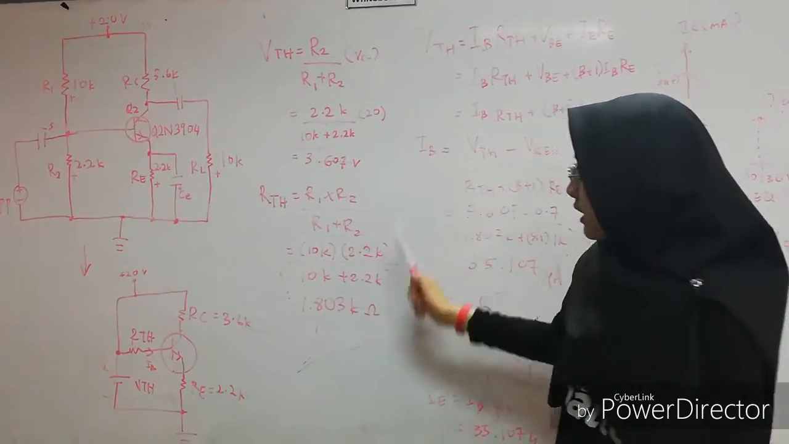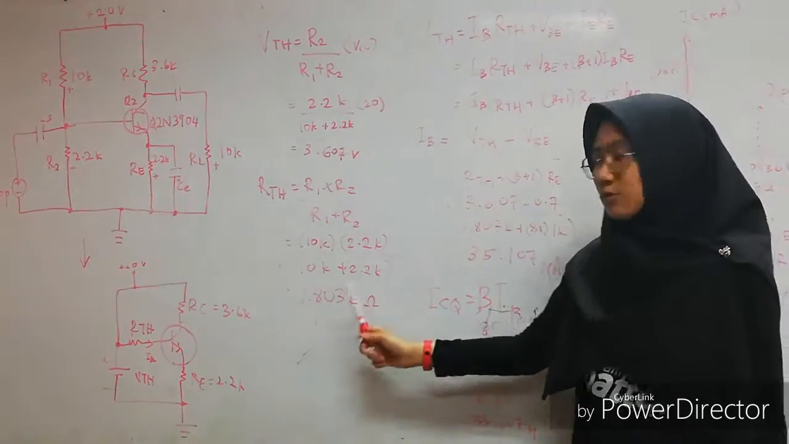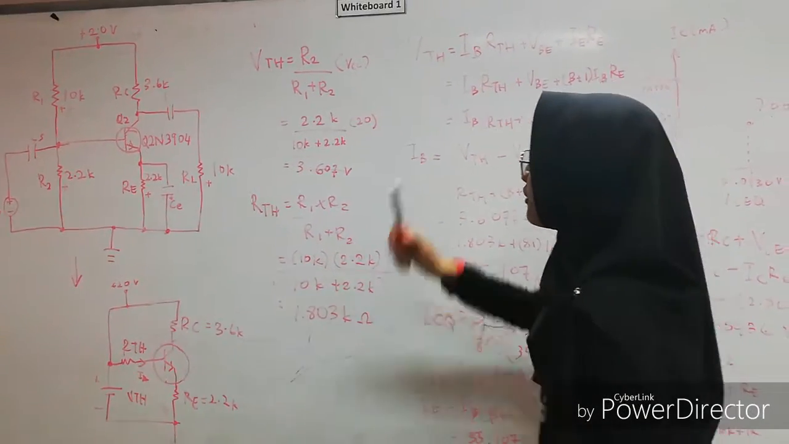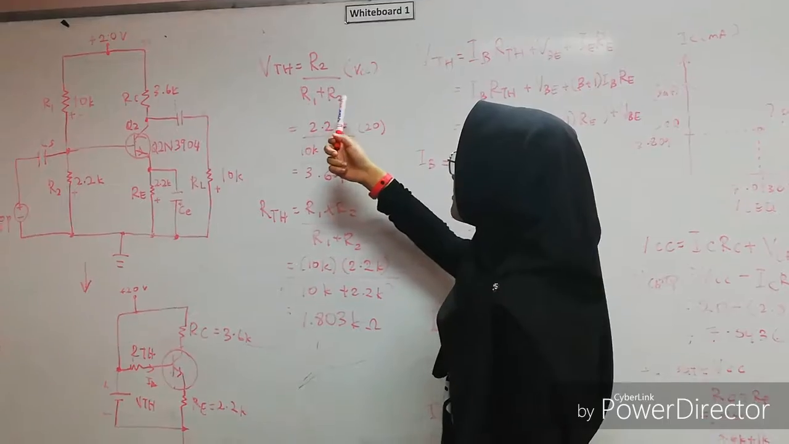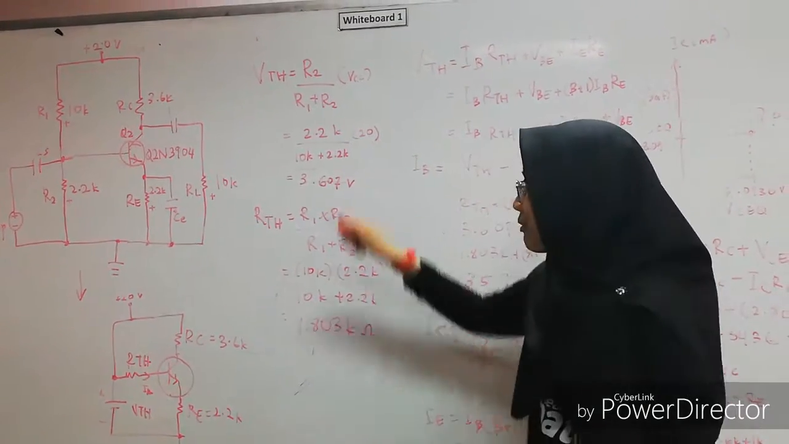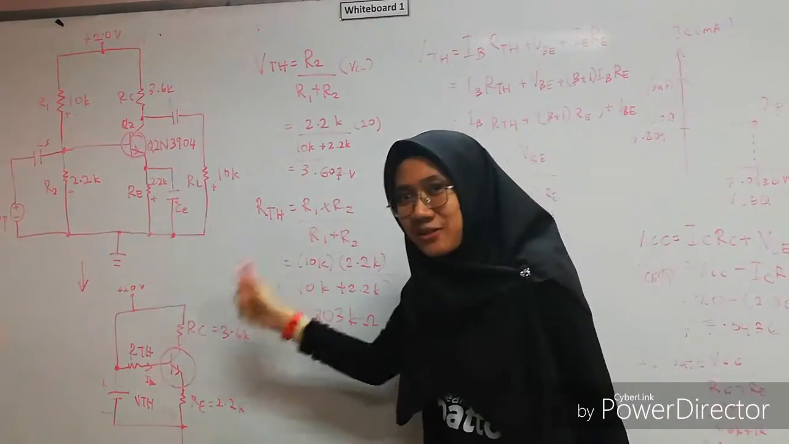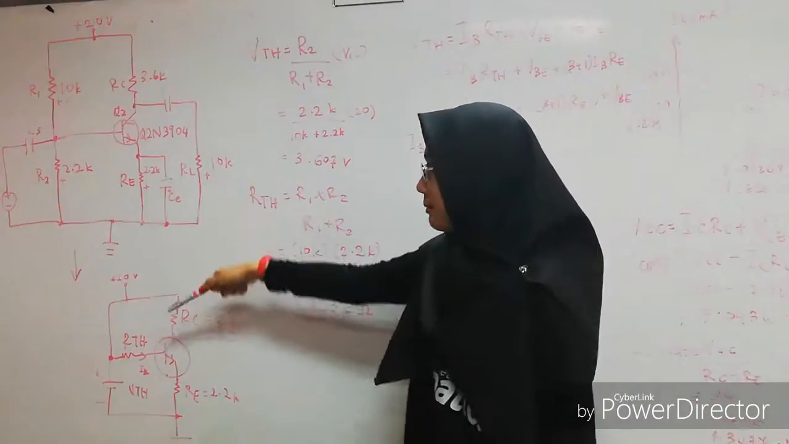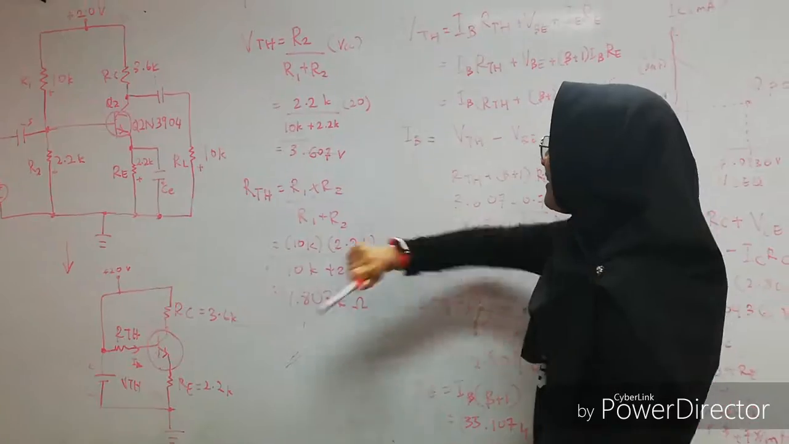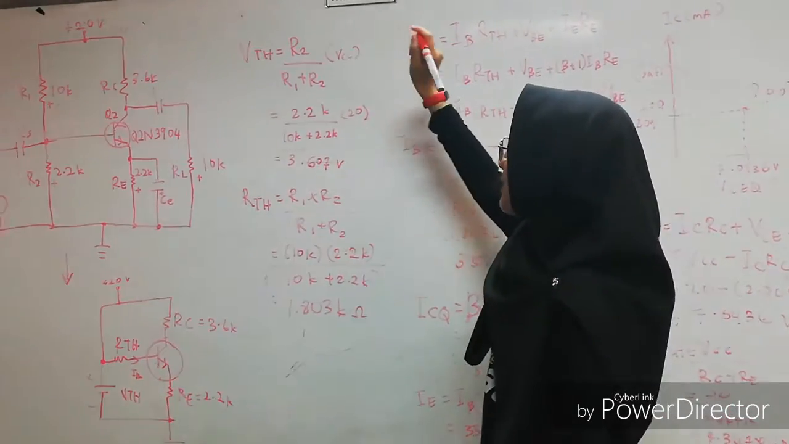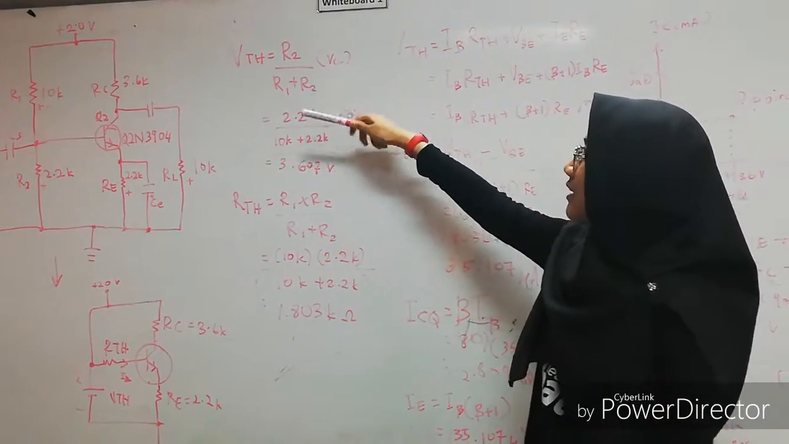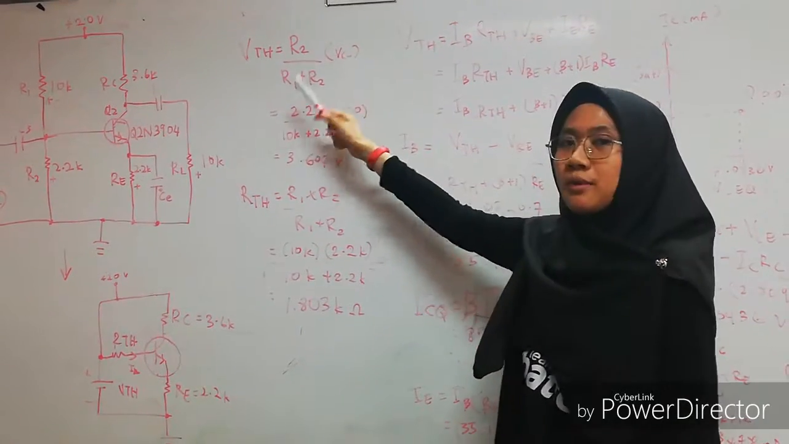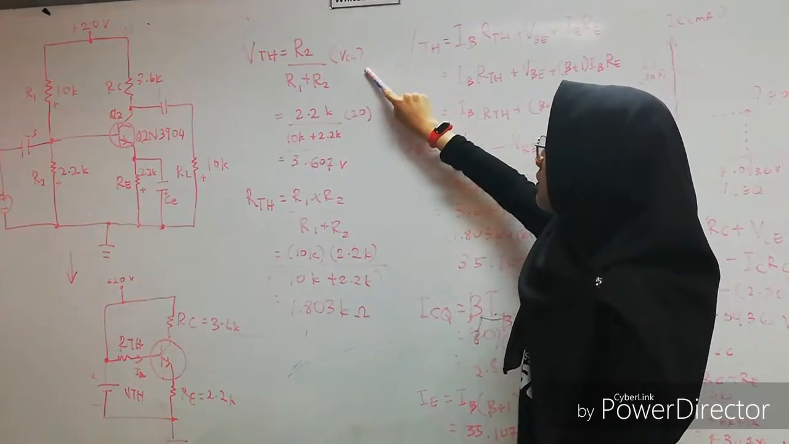And the answer is 1.803 kilo ohm. And the VTH formula is based on Thevenin's theorem. We must show all the supply. Okay, sorry. Then to find the VTH, the equation is R2 divided by R1 plus R2 times VCC.